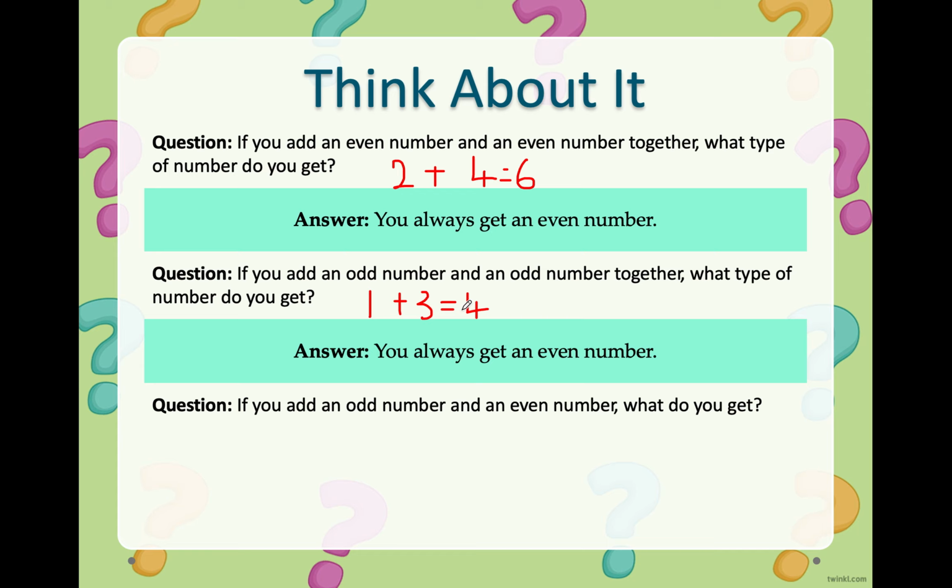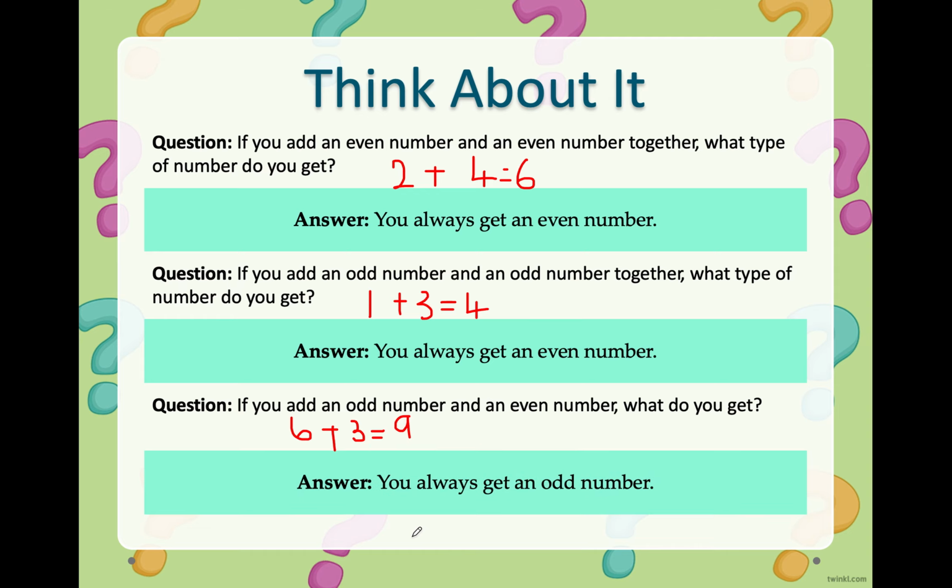If you add an odd number and an even number, what do we get? Let's try it out. We have 6 plus 3. If we add 6 plus 3, 6 in our head, set 3 on your fingers. 7, 8, 9. Okay, so 6 plus 3 equals 9. And is 9 an odd number or an even number? It is an odd number. So you will always get an odd number if you add an odd number with an even number.